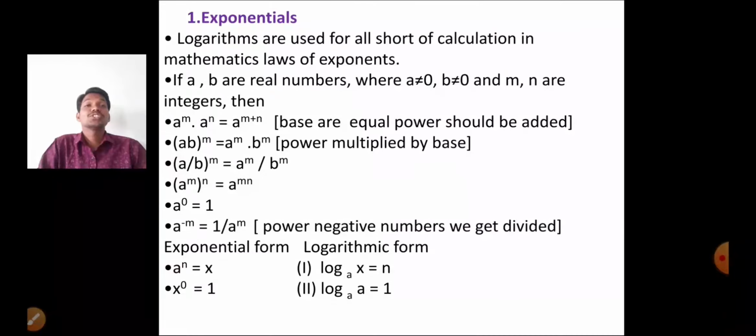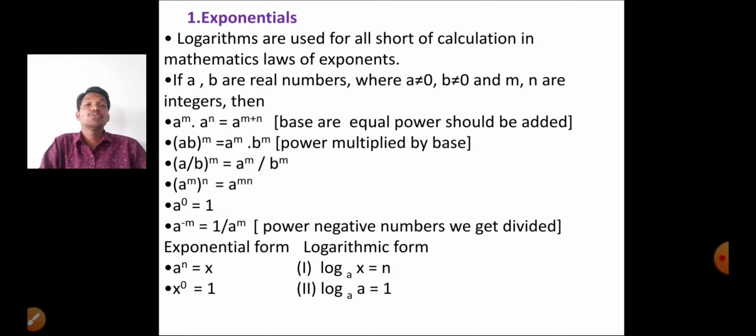Next one, exponentials and logarithms. The logarithms are used in all the shortcut calculations in mathematics. Laws of exponents: if a, b are real numbers where a not equal to 0, b not equal to 0, and m, n are integers, then observe carefully. In a to the power of m times a to the power of n, the two bases are equal, so the powers should be added: a to the power of m plus n.